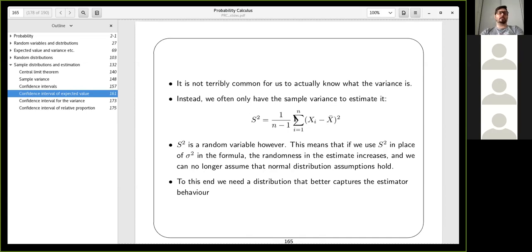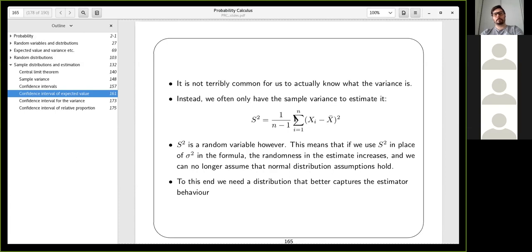But you see here, the assumption was that we know the variance. It's not actually terribly common for us to actually know what the variance is, is it? If you think about it, usually we have nothing else about the distribution except some assumptions about what kind of distribution it is, but then everything else is empirical. We have to determine it by sampling, estimating the variance by using the sample variance. So very often we have to use S squared instead of sigma squared because we don't have the actual variance.